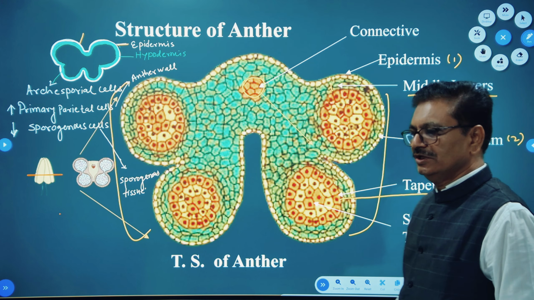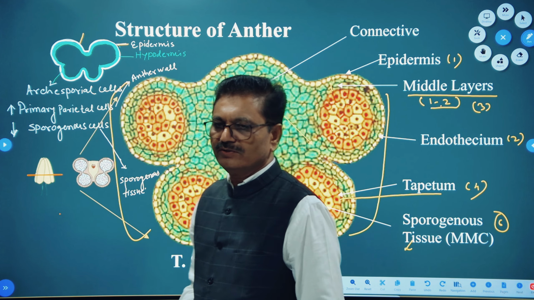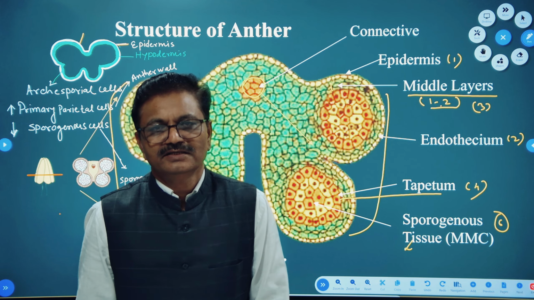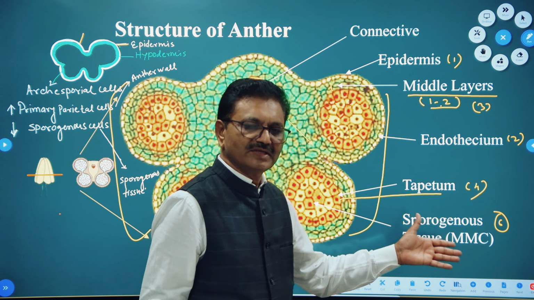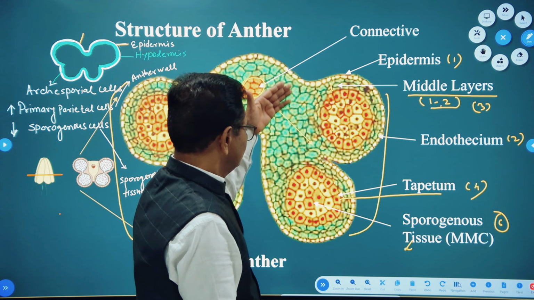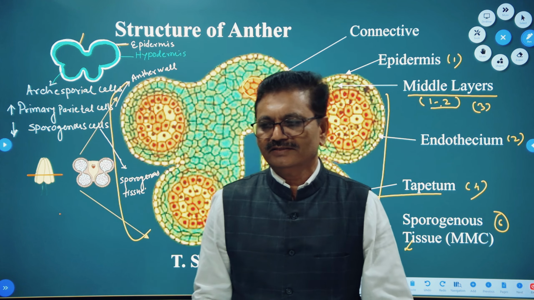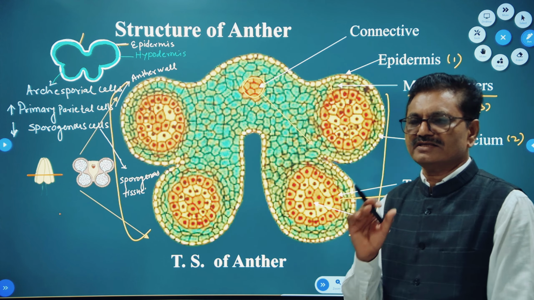sporogenous tissue. Sporogenous tissue gives rise to microspore mother cells, which are developed from the sporogenous tissue. Microspore mother cells, you can say, are pollen mother cells. So this is the structure of a typical anther. This is the structure of a dithecous anther.